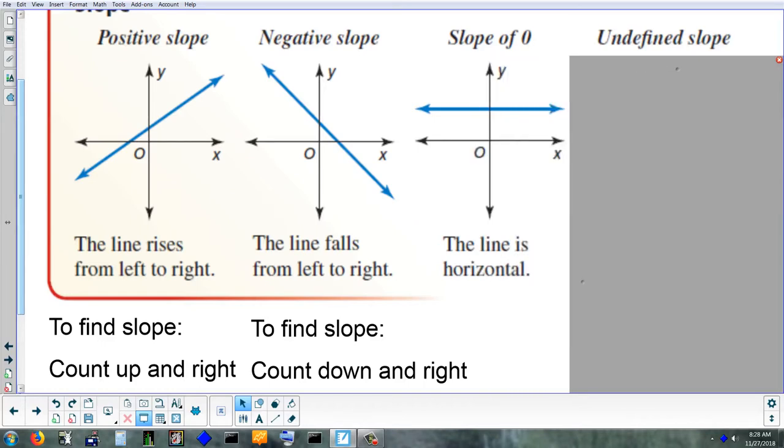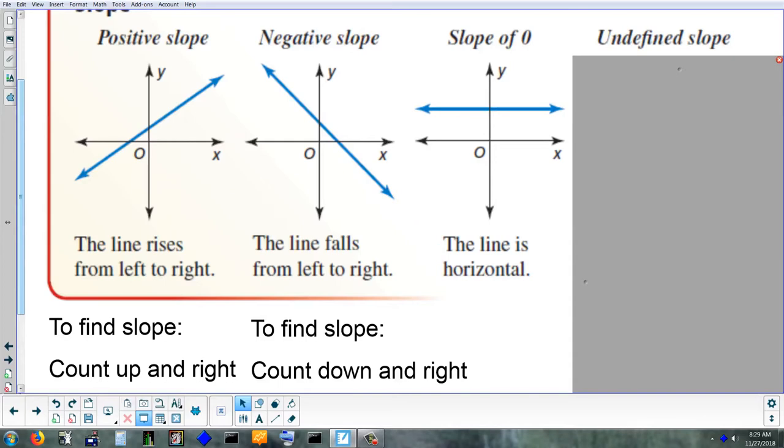Here's your slope of zero. It's just a horizontal line going across. So for positive and negative, you can describe it and also give us a number for the slope. All right? Positive, slope of 2. Negative slope, negative slope of negative 2 over 3.